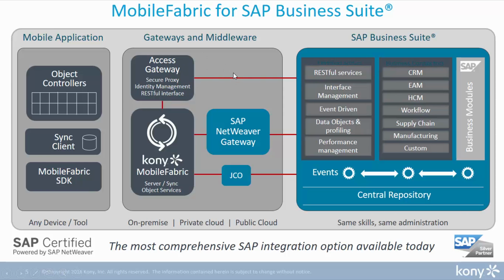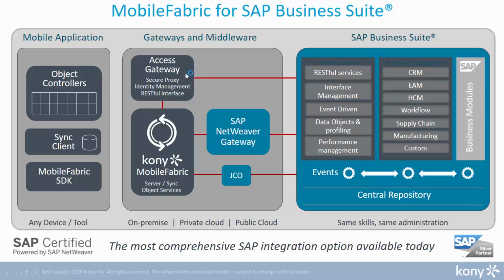So that requires our access gateway to be implemented, which also acts as a reverse security proxy and handles the SSO, SAP tokens, etc. So Kony MobileFabric has 3 layers of integration, but we prefer, of course, our RESTful service interface, which is a lot more powerful, can handle lots of volumes and more complex data.